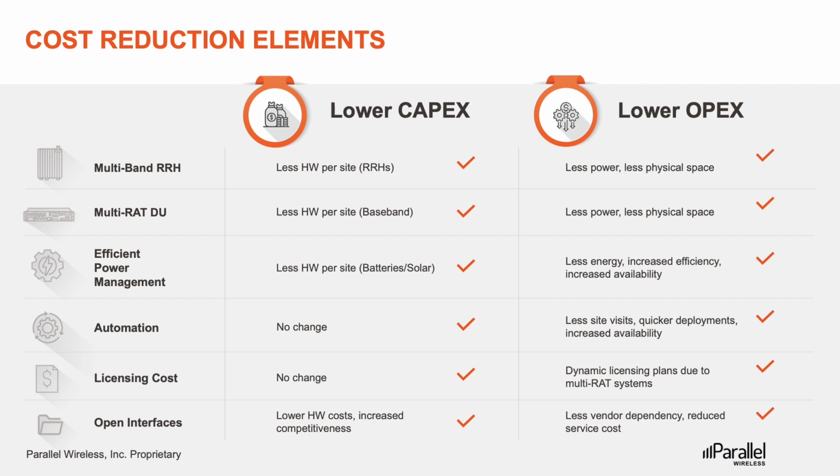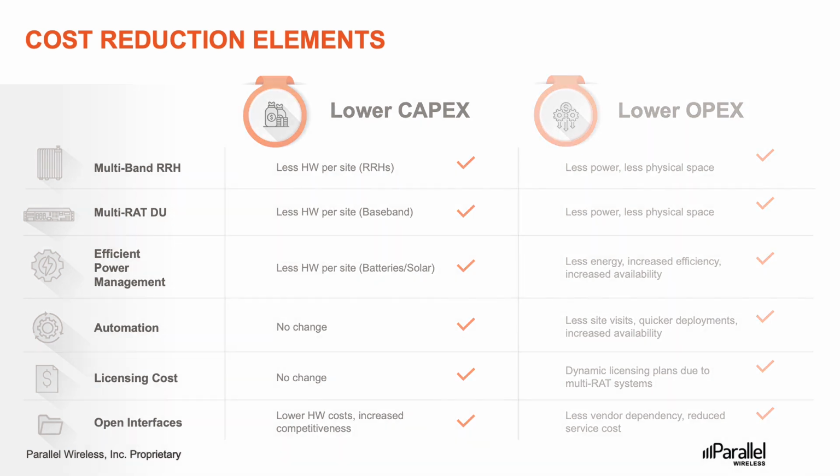On the other hand, we can see that some of the cost reduction elements, such as multi-band radios, have an impact on the CAPEX because it means less hardware per site, but they also have an impact on the OpEx because it means that it will consume less power and requires less physical space on a single site. Same goes for the multi-RAT DUs, which is the baseband. When we use multi-RAT DUs, it means that we can use less hardware per site because the same baseband can support different radio access technologies. And because of that, we also consume less power and we need less physical space within a site, which saves us on the rental cost.